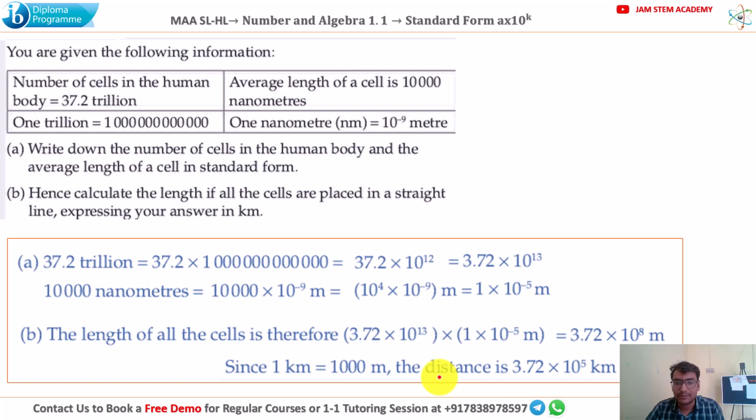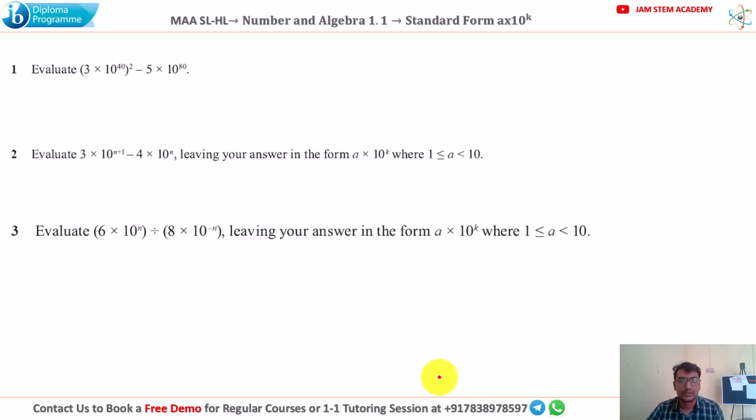Okay. Let's move to some more questions where we have to simplify the expressions and convert them into the standard form. Here, I have 3 times 10 raised to the power 40, whole squared, minus 5 times 10 raised to the power 80. So we need to simplify it without a calculator. So let's first use the laws of exponent, which is (a times b) whole raised to the power m gives a raised to the power m, b raised to the power m. So here we have 3 power 2 times 10 raised to the power 40 power 2.